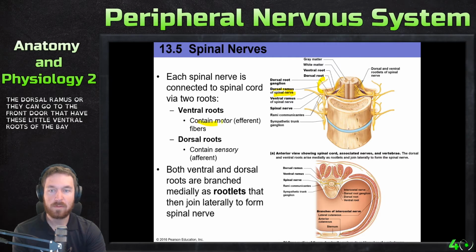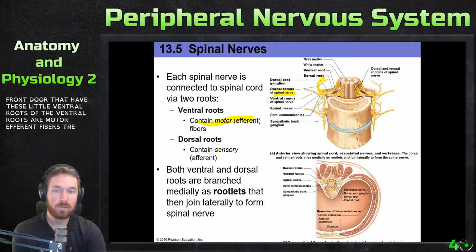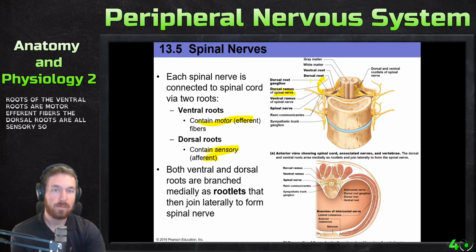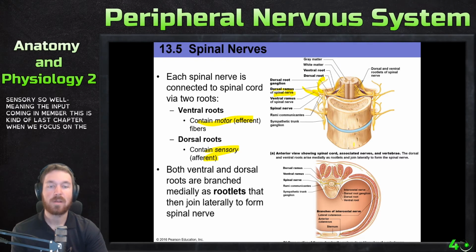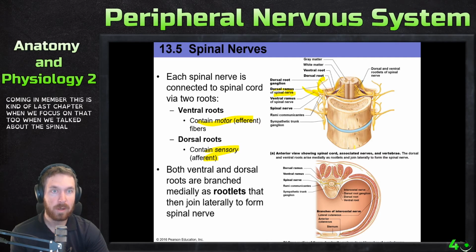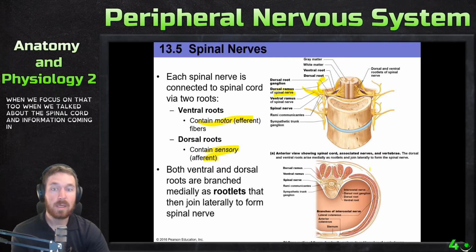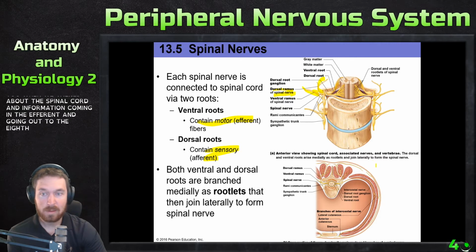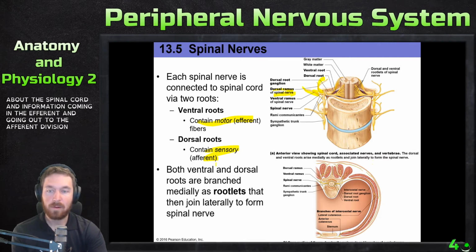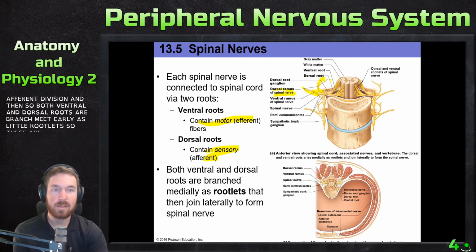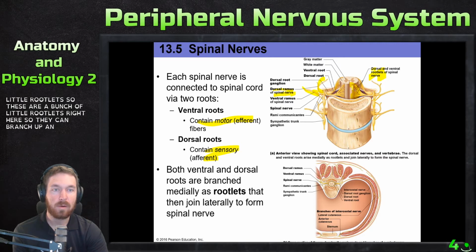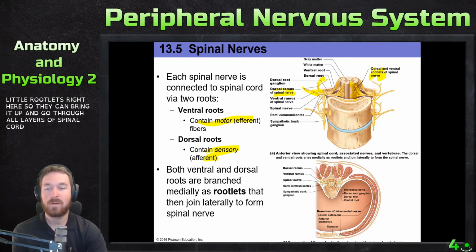The ventral roots are motor efferent fibers. The dorsal roots are all sensory, meaning the input coming in. Remember, this is from last chapter when we focused on that, when we talked about the spinal cord and information coming in, the afferent division, and going out, the efferent division. Both ventral and dorsal roots are branched medially as little rootlets. These are a bunch of little rootlets right here. They can branch up and go through all the layers of the spinal cord.